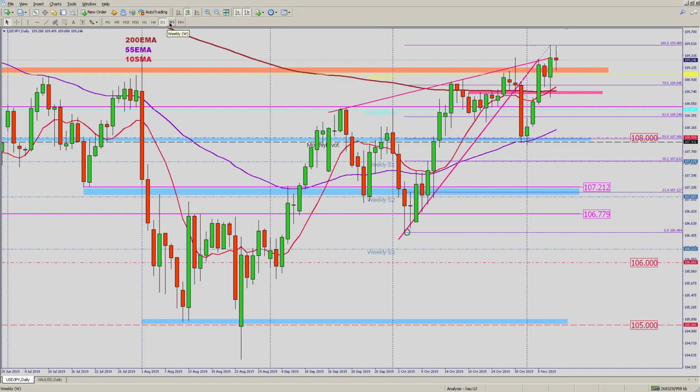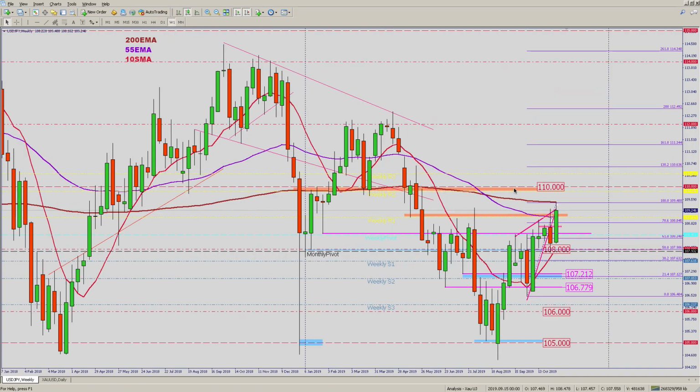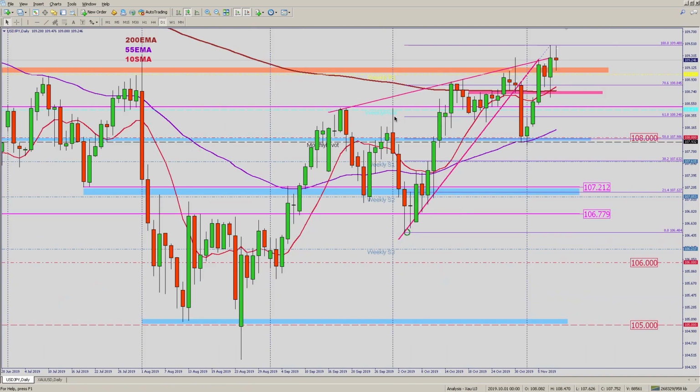Let's take a look at the weekly time frame, and you can see that it did hit the weekly 200 EMA, and it's also a very bullish close for the week. It's not unexpected that there will be some pullback, a retracement, and the weekly 55 EMA is also near the 109.00 level.